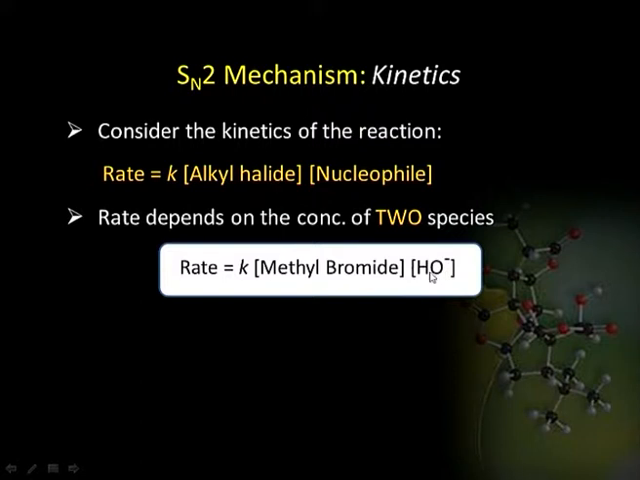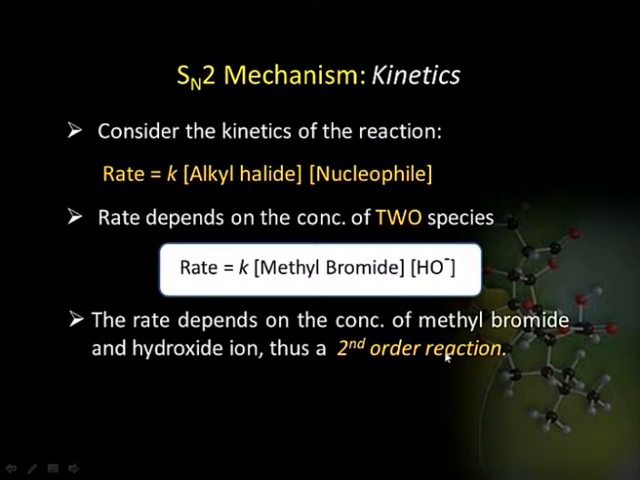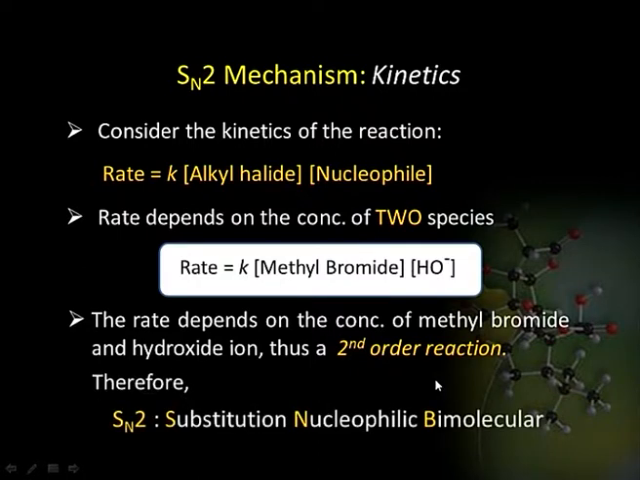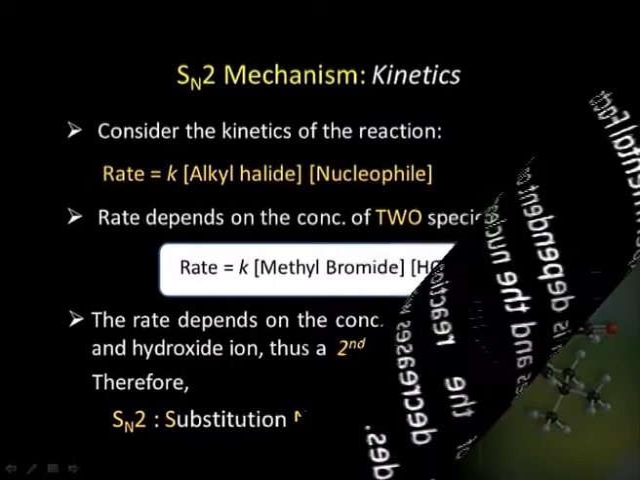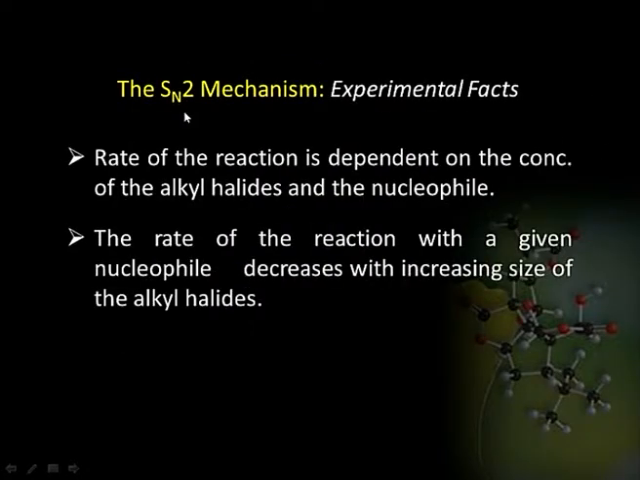The rate depends on the concentration of methyl bromide and hydroxide ion, and therefore, this particular reaction from the kinetics point of view is a second order reaction. Therefore, we call it an SN2 mechanism. So, S stands for substitution, N for nucleophilic, and 2 stands for bimolecular because it depends upon the concentration of the two species involved. The SN2 mechanism has been substantiated by the experimental facts.